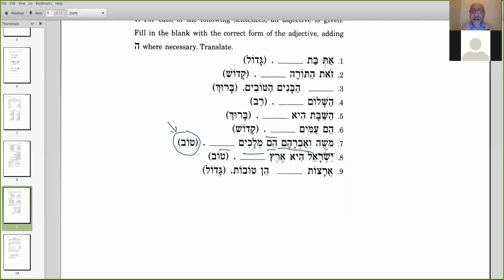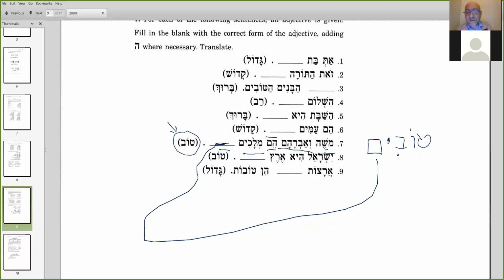So Tov has got to reflect now, which means good. The adjective has got to reflect masculinity and plurality to match up with everything else in the sentence. So instead of Tov, we're going to have our masculine plural ending pattern, which is hirik yod mem sofit. So we're going to put our tet here, and our holem, and our vav, and here it is, hirik yod mem sofit. Okay, so that's what goes in that right there. So we have Moshe, Avraham, Haim, Melachim, Tovim. So what is that saying? Moses and Abraham are good kings. Melachim, kings. Tovim, good kings. Moses and Abraham are good kings.